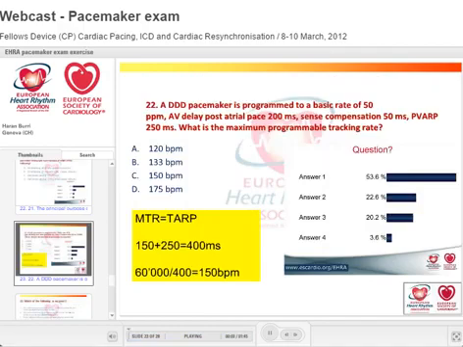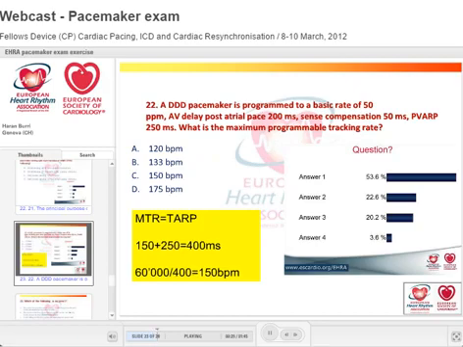Next question. A dual chamber pacemaker is programmed to basic rate of 50, AV delay post-atrial pace 200, sense compensation 50, PVARP 250. What's the maximum programmable tracking rate? Please vote. Okay, there's a bit of a spread. That's good. Most of you got it wrong actually here because it was 120.